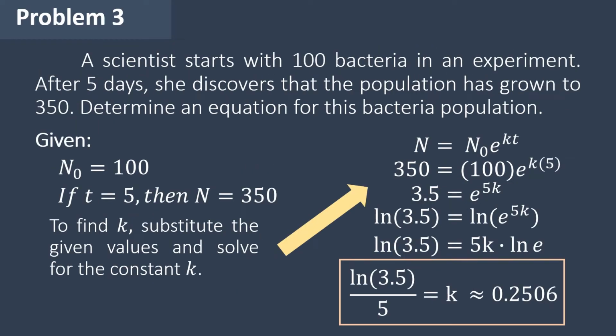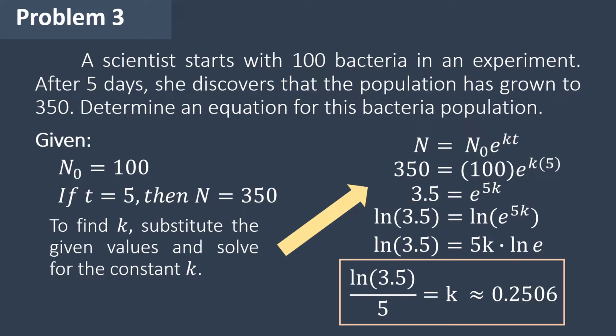Next problem. A scientist starts with 100 bacteria in an experiment. After 5 days, she discovers that the population has grown to 350. Determine an equation for this bacteria population. So yung first problem natin, yung missing would be yung value ng K at yung value ng N. Yung second problem naman natin, yung missing is yung value ng T. This time, we're going to solve for our formula. What if yung formula yung nawawala?